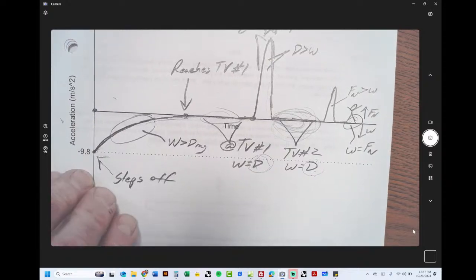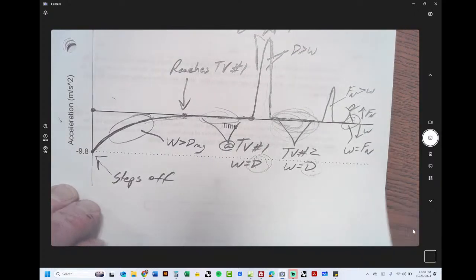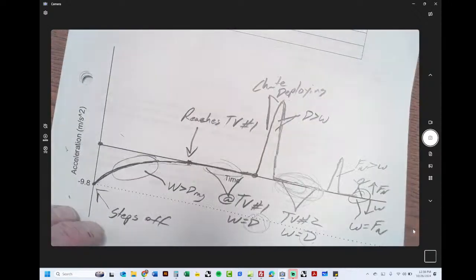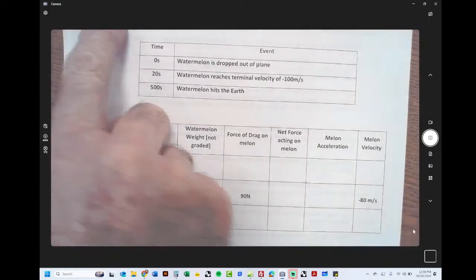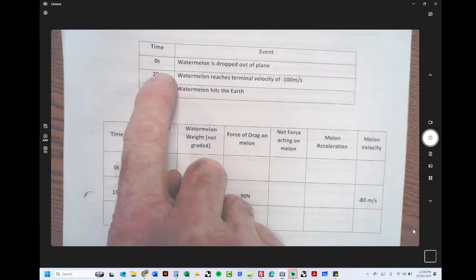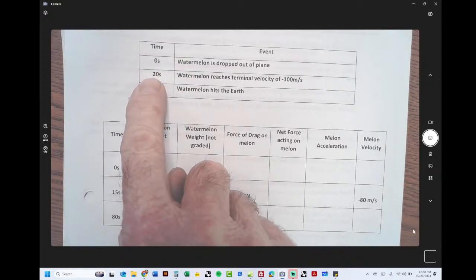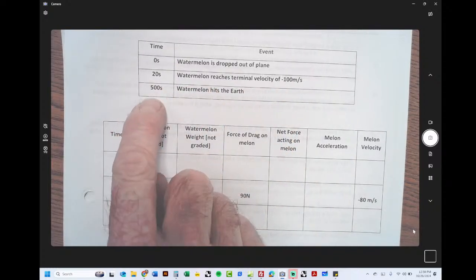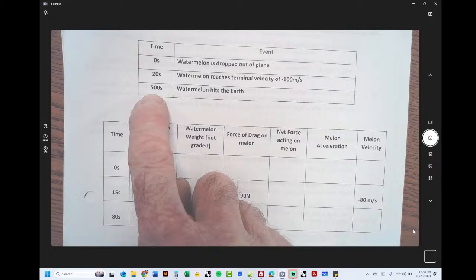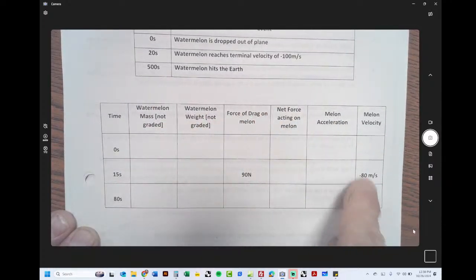So you've got a good 13 minutes to do a few things. First, I challenge you to do this. This is going to be a little tricky. And I'd be happy to help you, but it's a tricky one. Number 5 on page 15. There's a watermelon dropped out of a plane at time 0. It reaches its terminal velocity of negative 100 meters per second at 20 seconds. It hits the earth at 500 seconds. You've got to fill everything out for the watermelon.